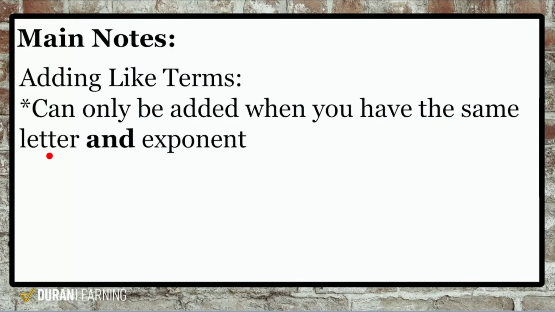The same letter and the same exponent on those same letters. So just like previously, we'll take a moment here. We're going to go ahead and write these notes down, and then we'll proceed momentarily. All right, so let's recap real quick. Again, when we're adding like terms, we can only add these like terms when we have the same letter and exponent. So let me give you a couple of good examples and another couple of bad examples. That way we can really understand the difference.